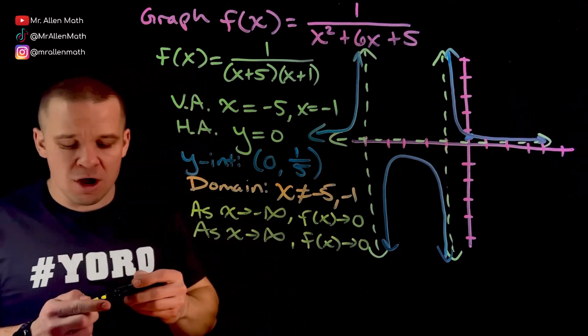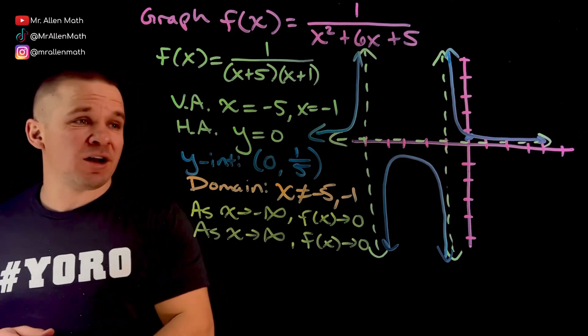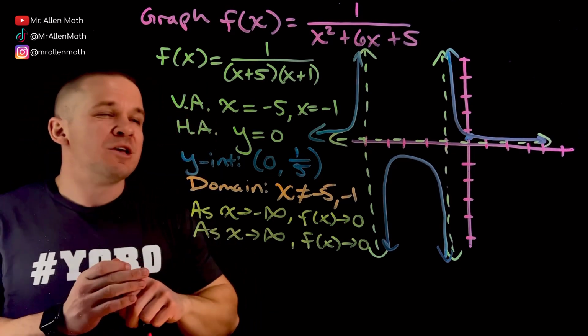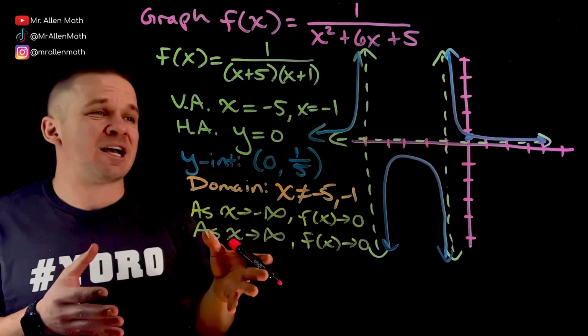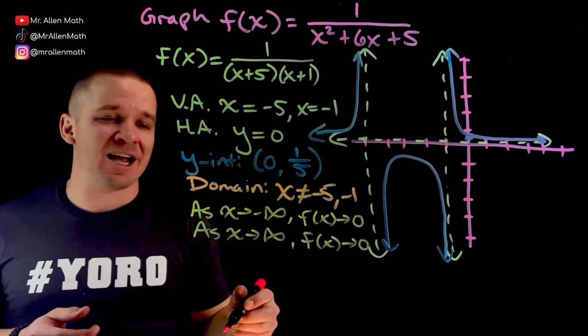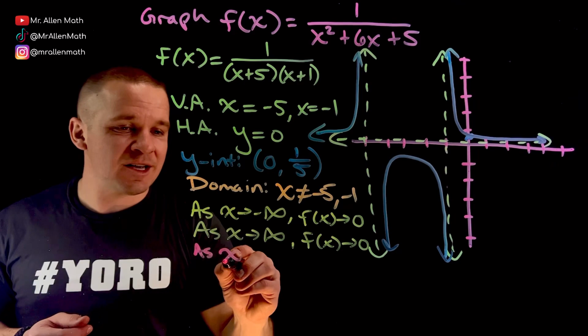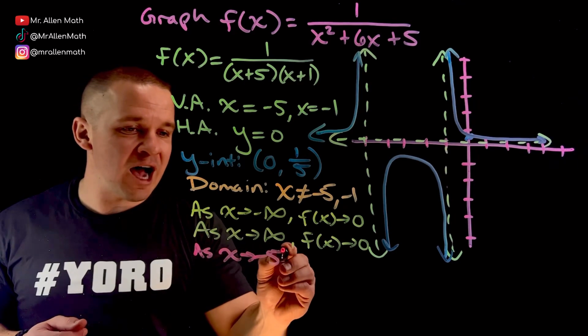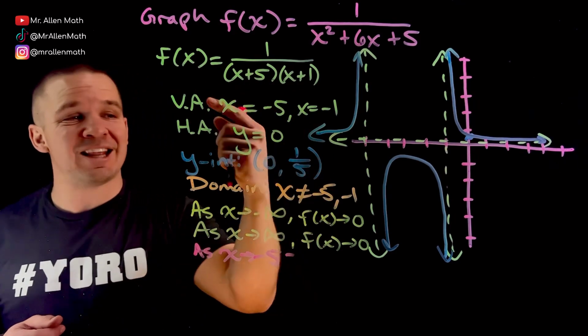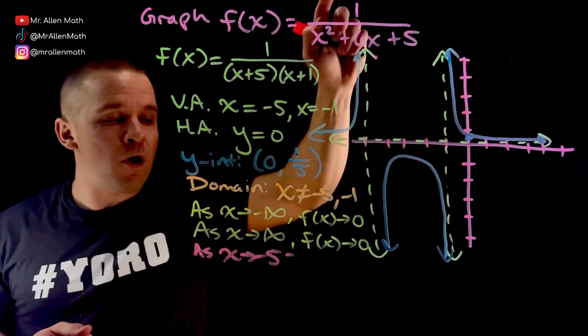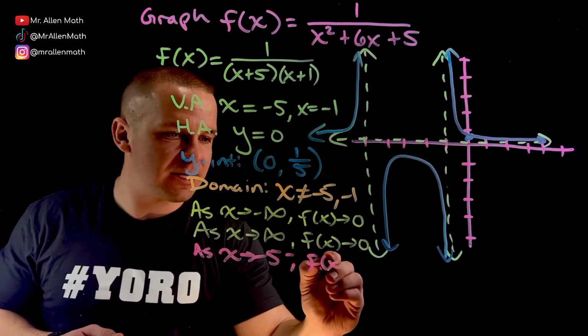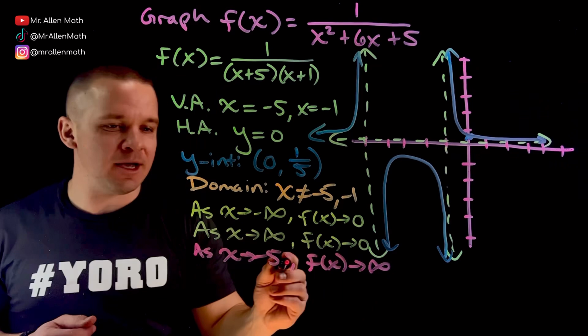How about some behavior around my asymptotes? I'm running out of colors. I'm going to go back to pink for this one. So around my asymptotes, I got two vertical asymptotes that I got to discuss here. First one's at -5. So as x approaches -5 from the left-hand side, so from this side of the asymptote, it is going way up there. We're going f of x is approaching infinity. Beautiful.